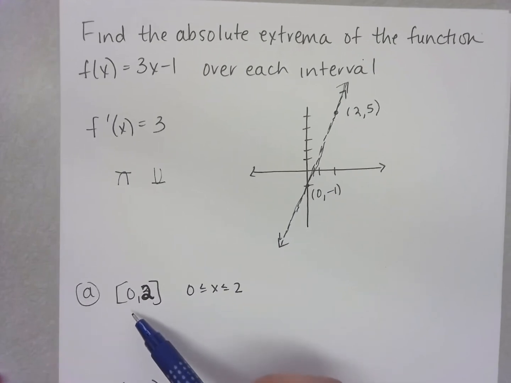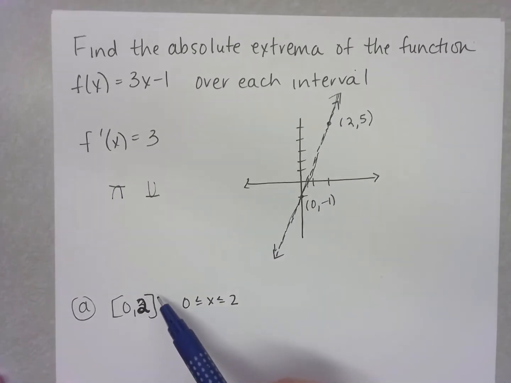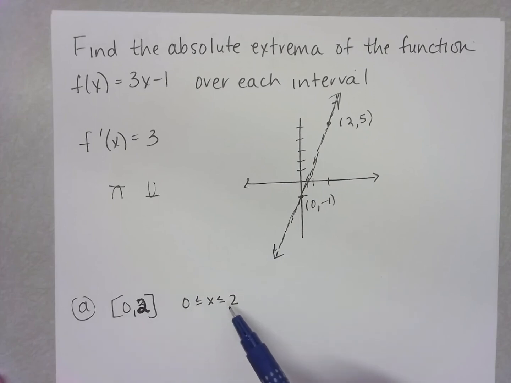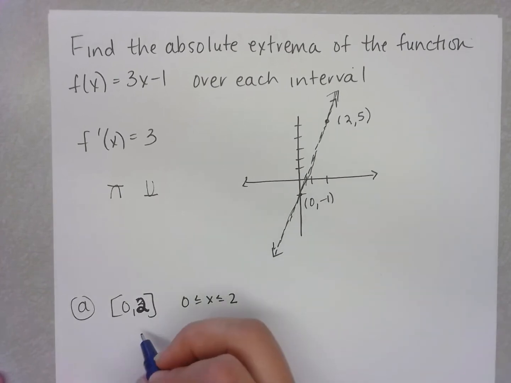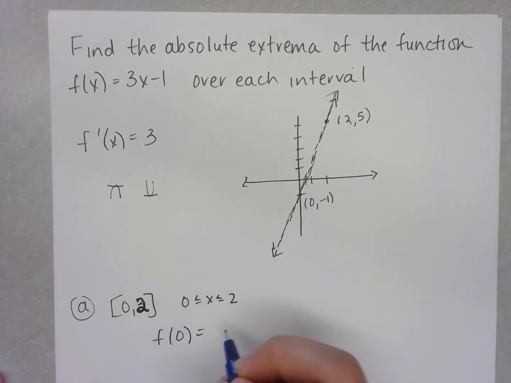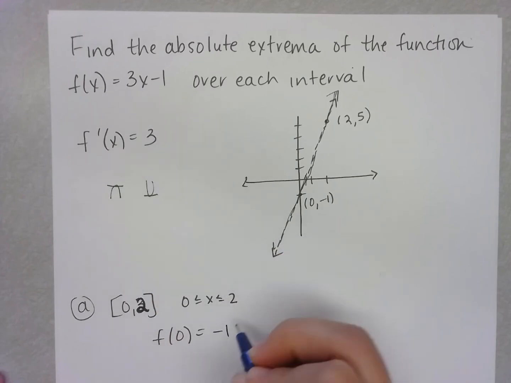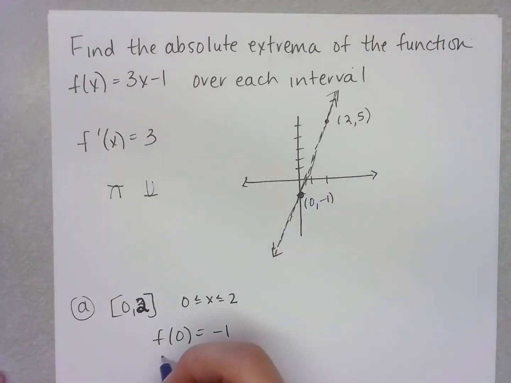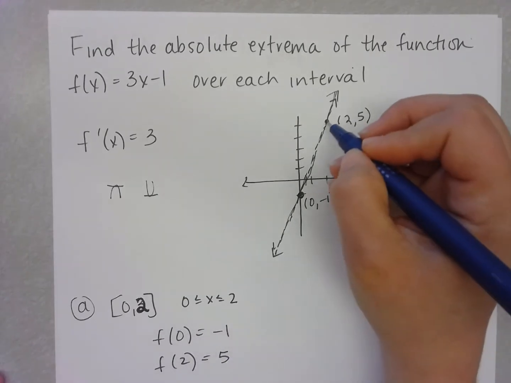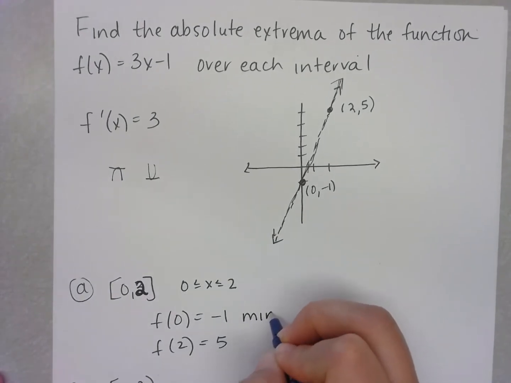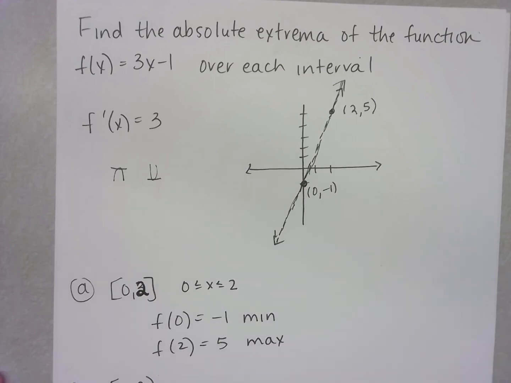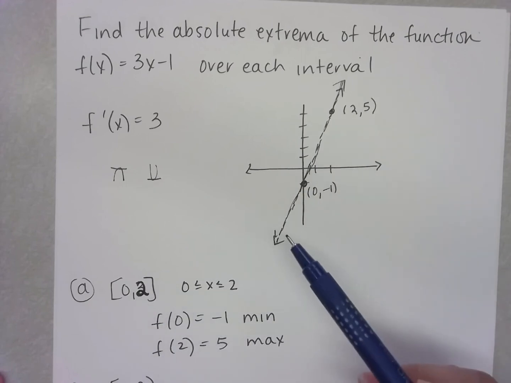So the first interval I'm going to look at is between 0 and 2. I'm using the closed bracket, so that means I'm on a closed interval. So that means I'm guaranteed a min and a max. And so you can see from my graph, if I plug in f of 0, I get negative 1. That's that point right there. And if I plug in 2, my other endpoint here, then I get 5. That's this point up here. So I have no critical numbers, and so that means that this is the min and this is the max. So I'm guaranteed a min and a max in a closed interval where the endpoints are also included.